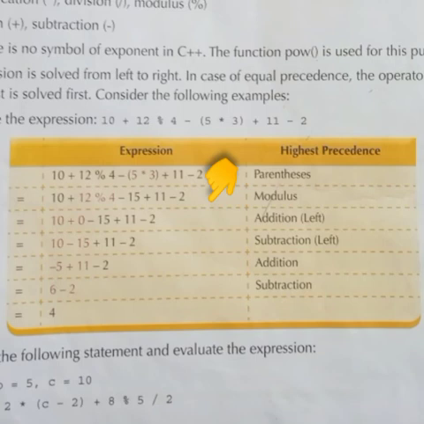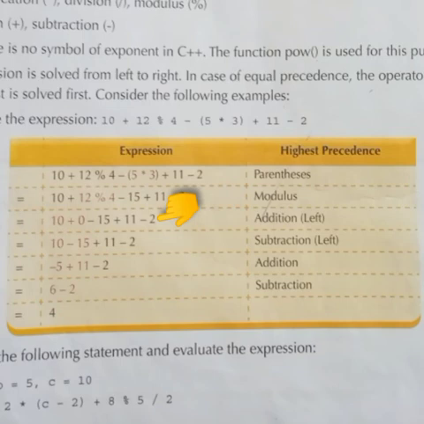Then what is the next precedence? The next precedence is unary operators. Here multiplication, division, then modulus. The next precedence is modulus, so modulus is there. Look at here, 10 plus 12 modulus 4 minus 15 plus 11 minus 2. Already told you, 12 modulus 4 means we need to write the remainder value here. So 10 plus remainder value 0, minus 15 plus 11 minus 2.